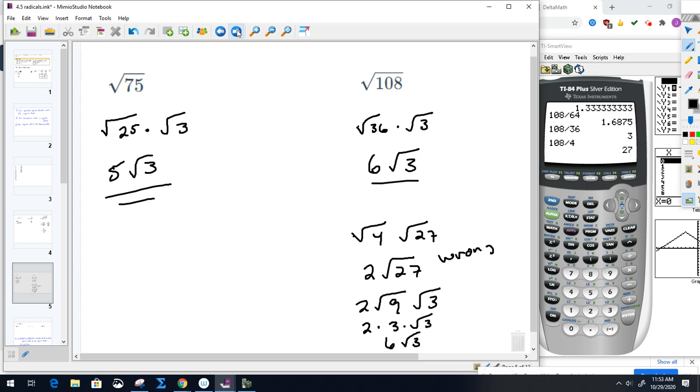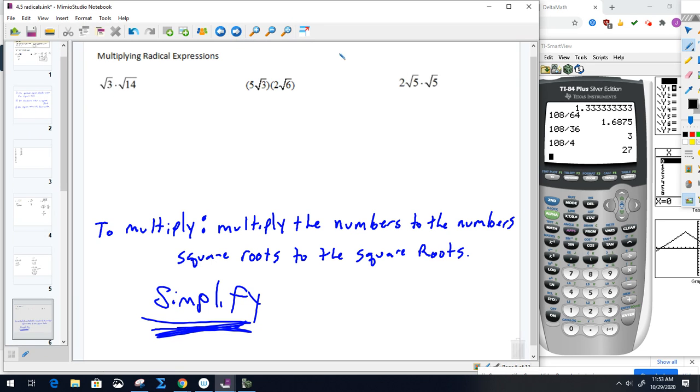So there's going to be a few problems like that. And then we're going to multiply and divide.